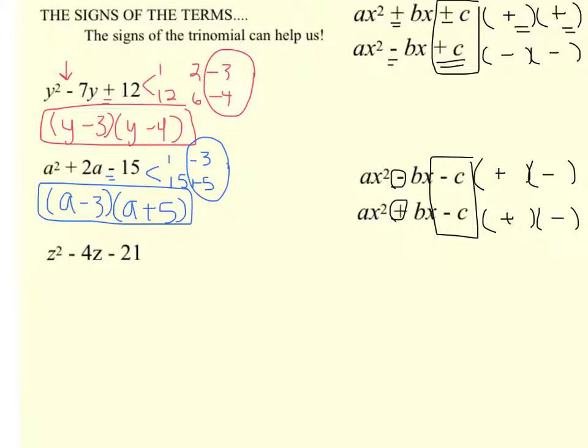Last example is z squared minus 4z minus 21. And here I have 1 and 21, 3 and 7, and I need to make a 4z. In order to make a negative 4z, that had to have been negative 7 and positive 3, which also works out because negative 7 times positive 3 is negative 21, which is what I have here. And so it factors to z plus 3 times z minus 7.